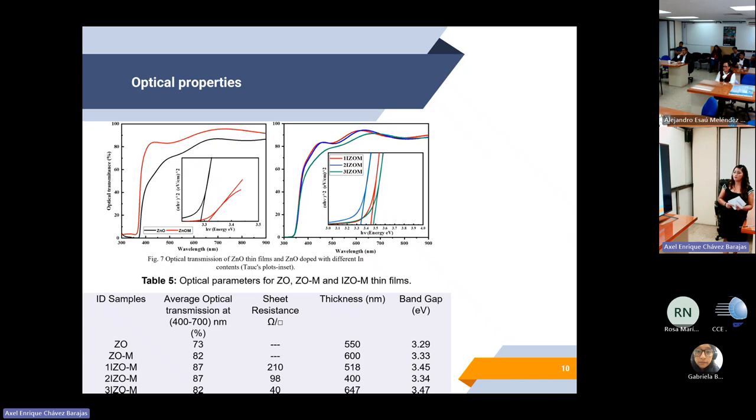In optical properties, we can see the optical transmissions of the zinc oxide with milling of the precursor. We can see the optical transmission increase with the zinc oxide milling. In the inset, we can see the band gap calculated by the Tauc method, assuming direct transitions.